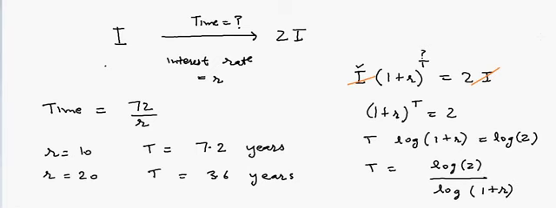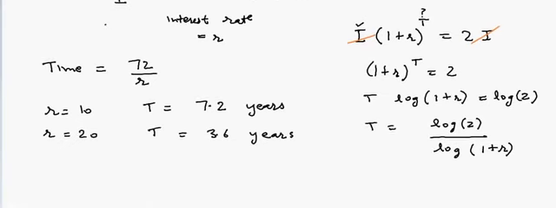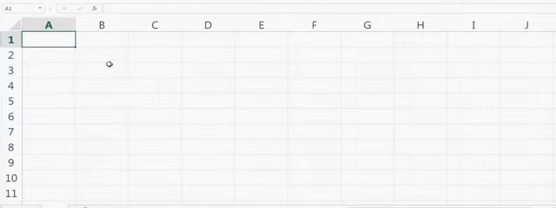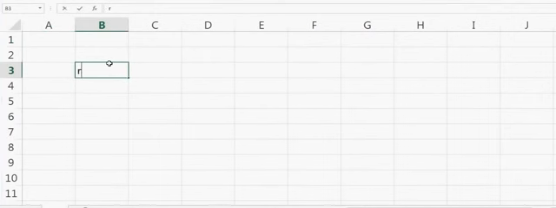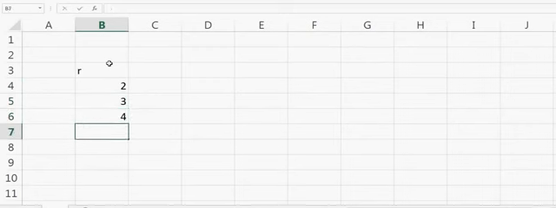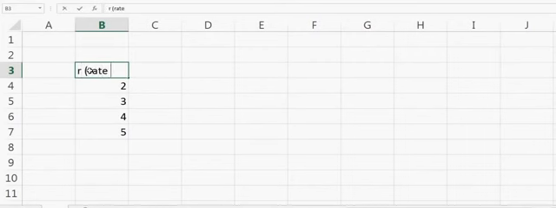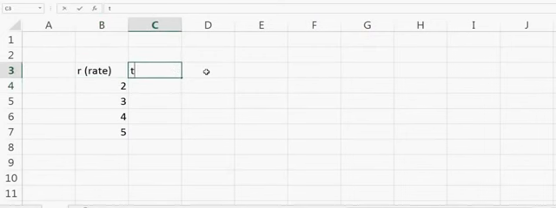Now if I go to Excel and try to solve this equation, let me go to Excel. Suppose we have R, and we start with 2, 3, 4, 5. This is the rate of interest. And then we have time.